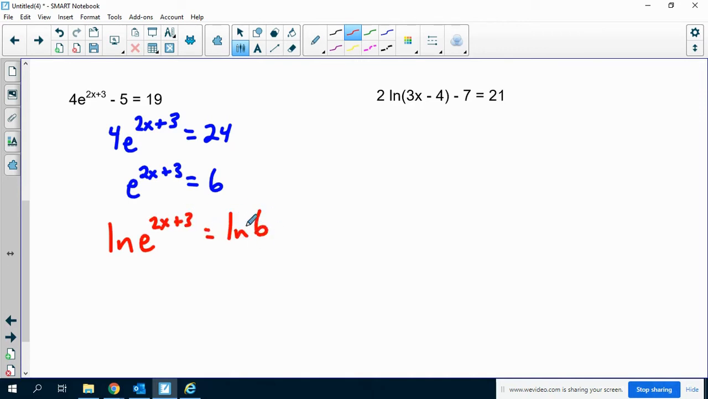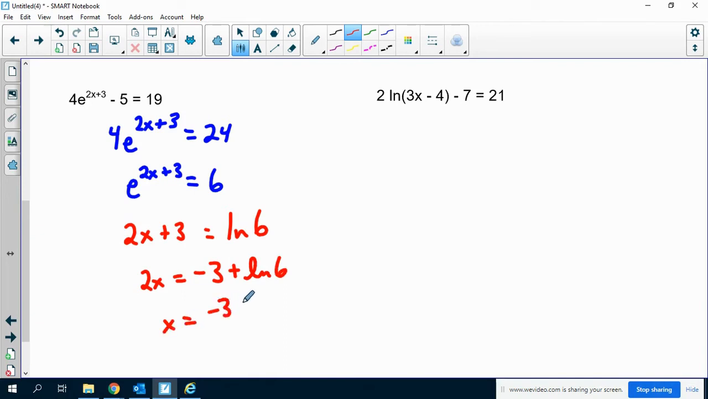Now, the right side is going to become natural log of 6. The left side, natural log of e, basically is an inverse of each other. So this is just going to be 2x plus 3 over here. So then I'm going to subtract 3 from both sides. So 2x equals negative 3 plus the natural log of 6. And then I would divide by 2. So x equals negative 3 plus the natural log of 6, over 2. That would be my final answer.